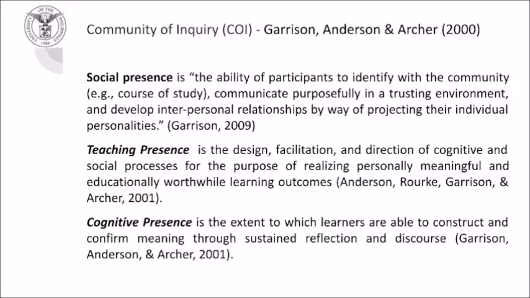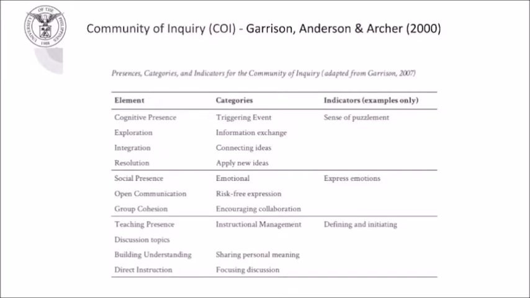And teaching presence is the design, facilitation, and direction of cognitive and social processes for the purpose of realizing personally meaningful and educationally worthwhile learning outcomes. And cognitive presence is the extent to which learners are able to construct and confirm meaning through sustained reflection and discourse. Now, each of these types of presence has categories and indicators, as you can see in the table. For example, for teaching presence, an example is defining and initiating as an indicator.